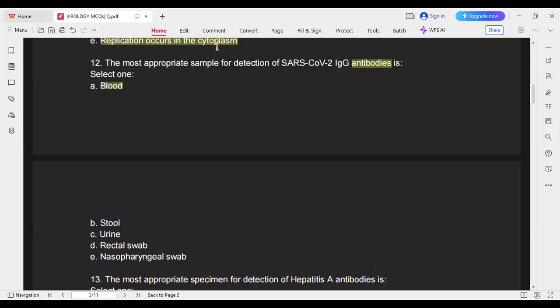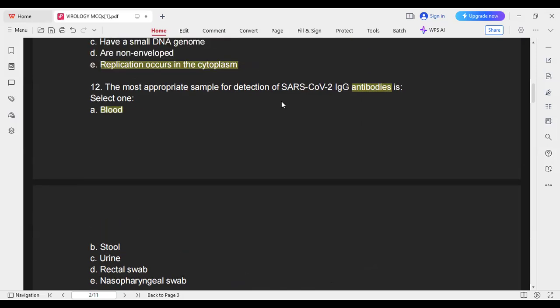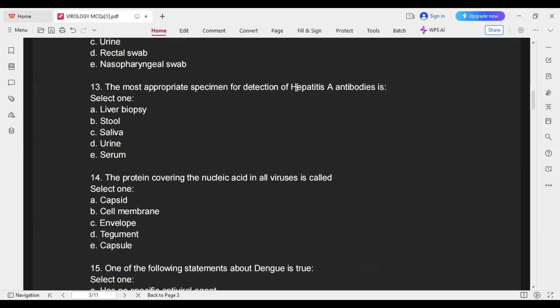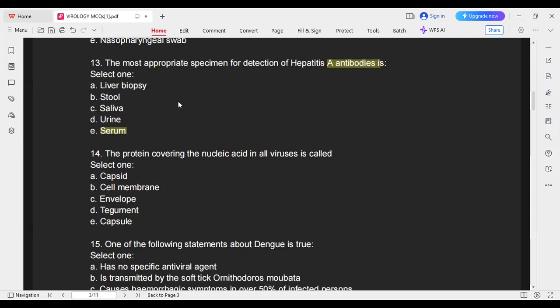Then says blood. Okay. Have we understood? Antibodies are what we fight against the SARS-CoV-2 antigen that is found in blood. The most appropriate specimen for detection of hepatitis A antibodies. So same principle. Here we're detecting antibodies. What will the answer be? E, serum, good. So, blood. But specimen of choice to detect viral RNA for hepatitis A would be stool because it's spread fecal. Liver biopsy, not really done. In case you want to do a liver biopsy, you want to assess the nature of damage of the liver.